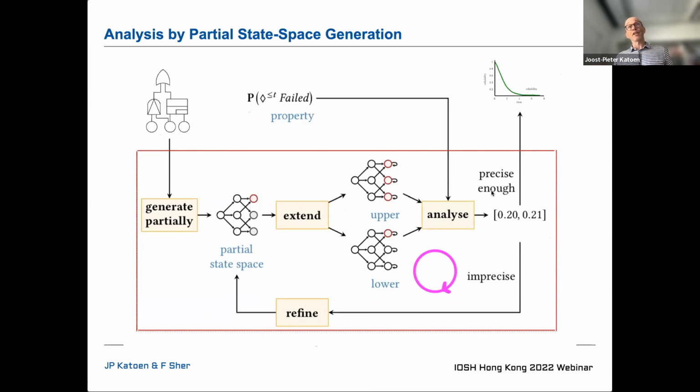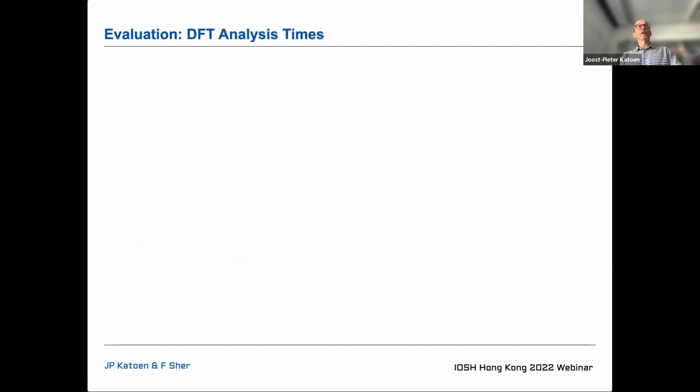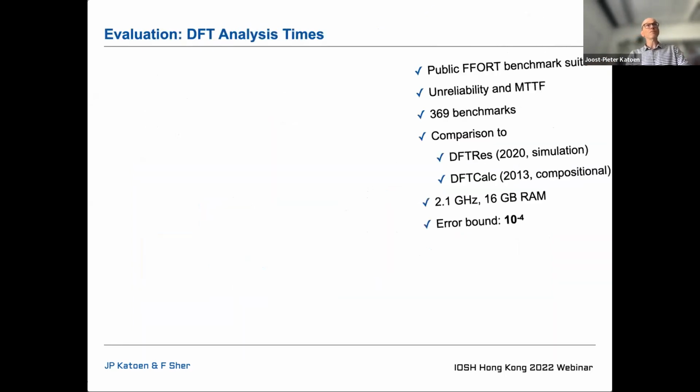And that's what you see here in the interval. Now if the interval is close enough, if that's precise enough, you're finished. If not, then you go back and you refine, and refine means you further develop your partial state space. And this turns out to be a very simple but very effective technique to analyze huge fault trees. So here I give you some examples.